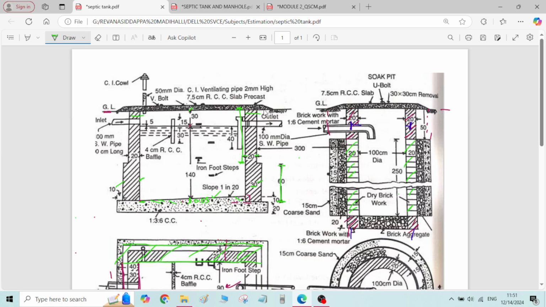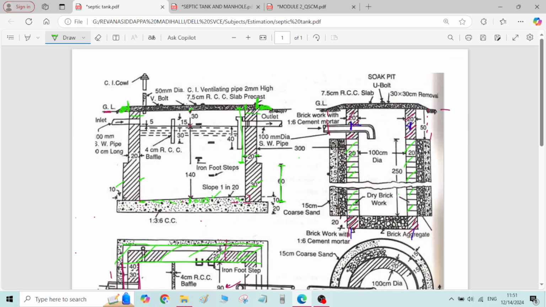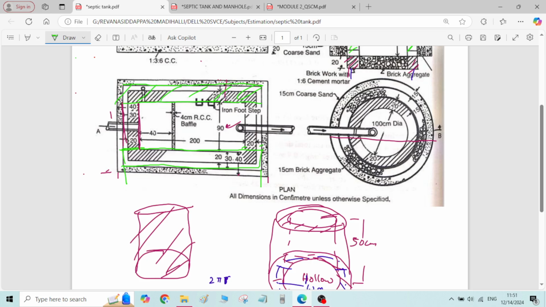Of course, there is some projection provided. We will ignore this portion and calculate only the volume of this part. If you want, we can assume some extra length, 0.1 or 0.15 meter on both sides, but we will ignore this length. We will calculate up to here. Inner to inner is 200 centimeter. Thickness here is 20 plus 20, so 2 plus 0.2 plus 0.2 is the length. Similarly, width of the septic tank cover is 90 centimeter inner to inner plus 0.2 plus 0.2.